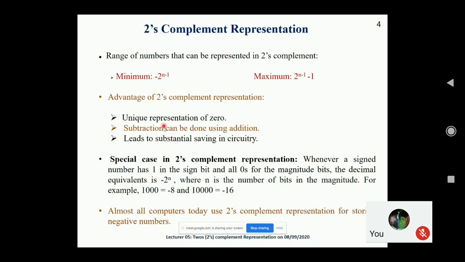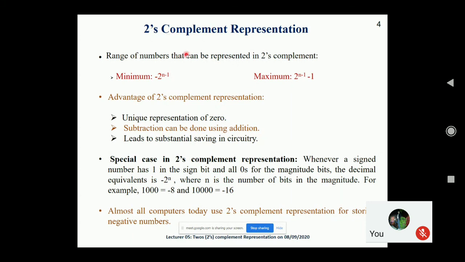When we talked about 1's complement earlier, this is an advantage for 1's complement and 2's complement also. Whether it is 1's complement or 2's complement, using the complement form we can easily do subtraction. So there is no need for an extra circuit for subtraction. Based on adding and using the 2's complement, we can complete the subtraction.